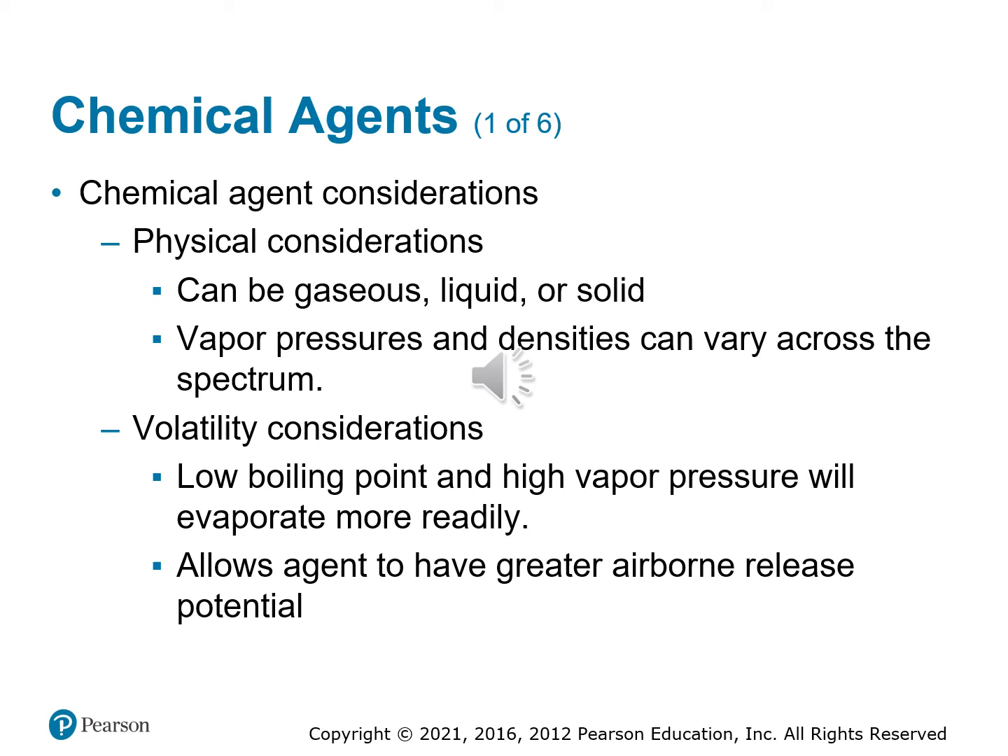Another thing that's important is understanding the characteristics of the various CBRNE agents. So the chemical agent considerations that we need to think about are going to be over the next few pages here. The first thing's the physical considerations. Understand that these agents can be a gas, a liquid, or a solid. The vapor pressures and the densities are going to vary greatly across the spectrum depending on all kinds of different components to it. The volatility considerations with it.